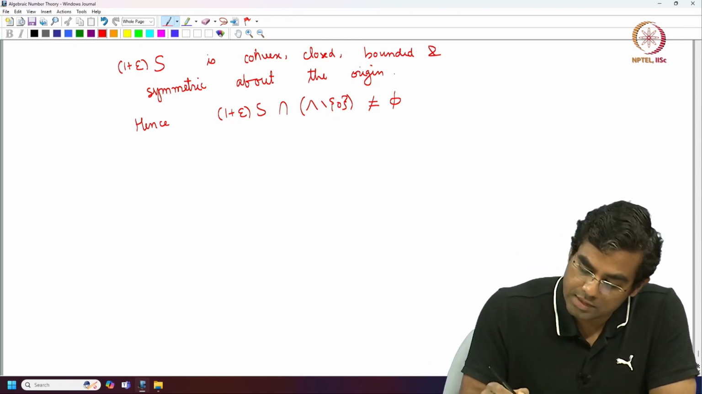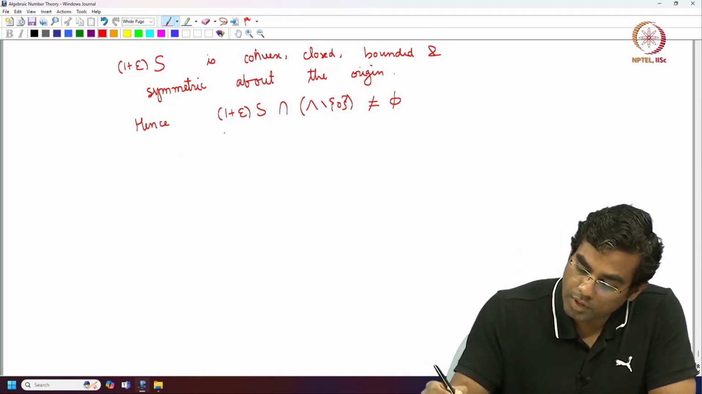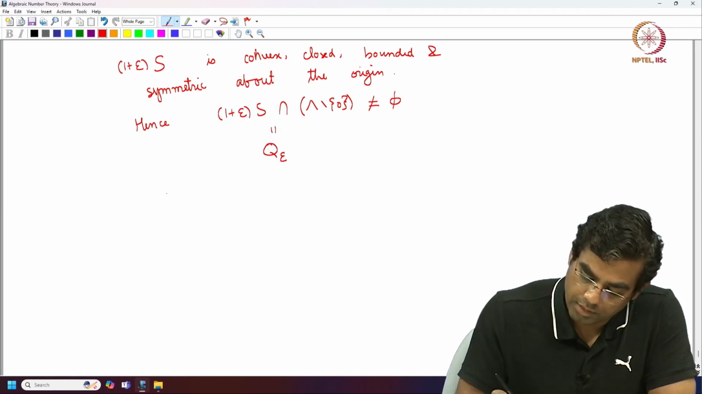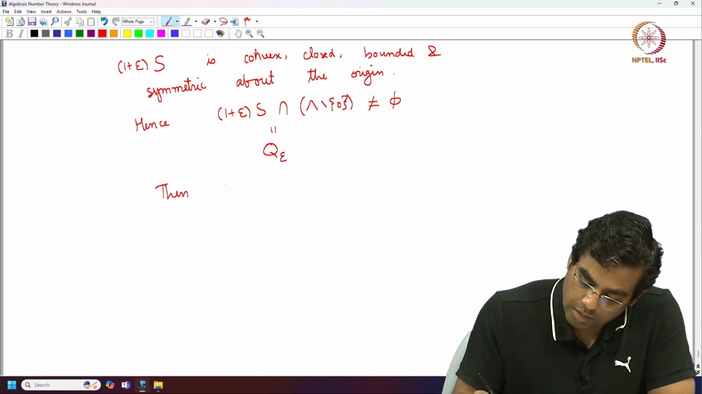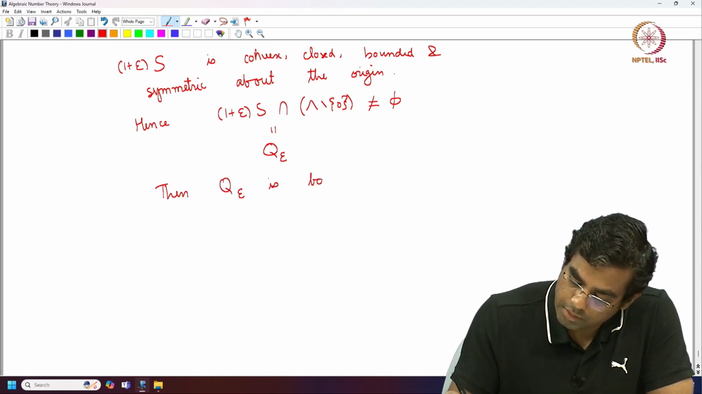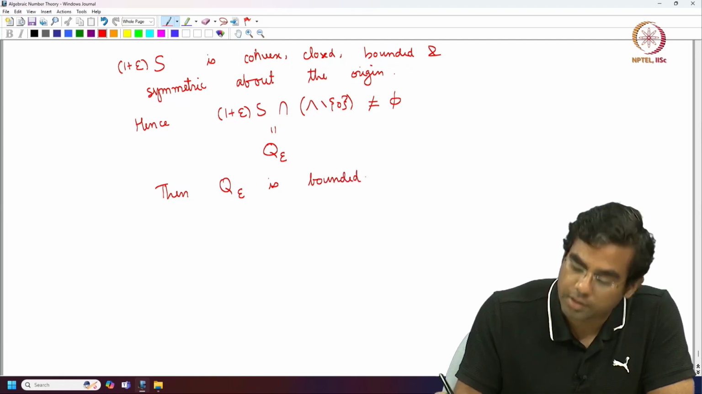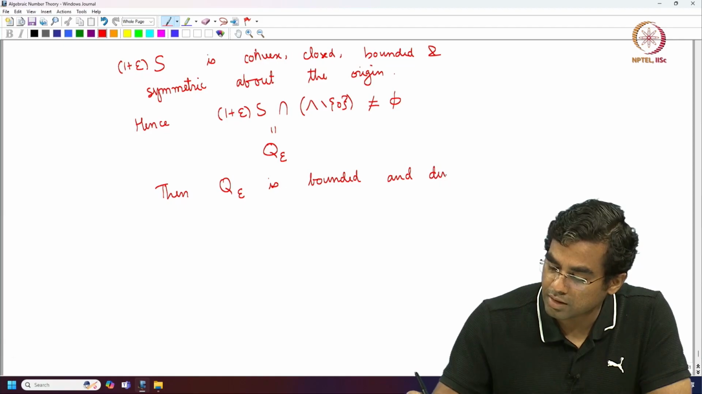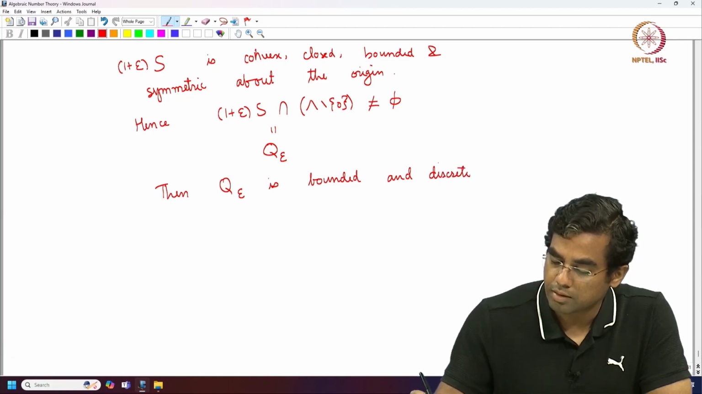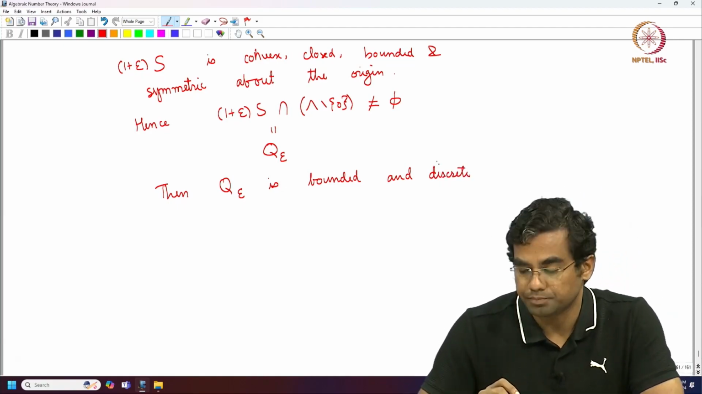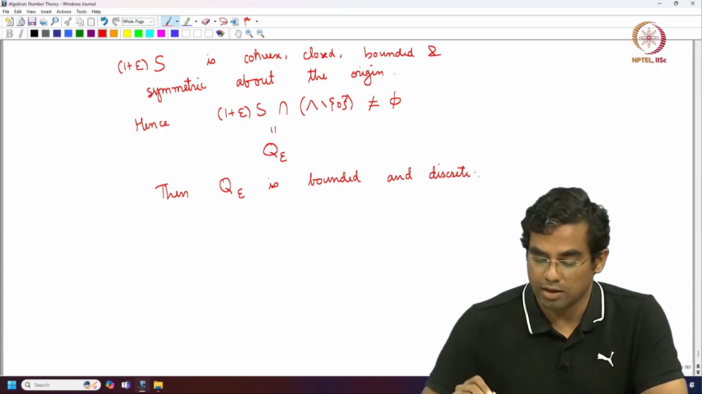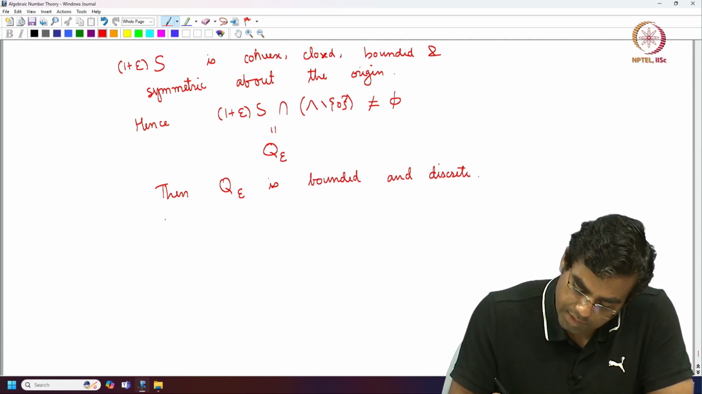Not only this, what do we know? Well, if I call this set q epsilon, then q epsilon is bounded because it is contained in the bounded set, and discrete because it is contained in the discrete set lambda, right. And what is a bounded discrete set in R to the n? It's a finite set.